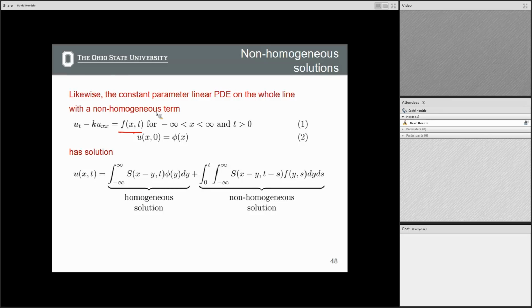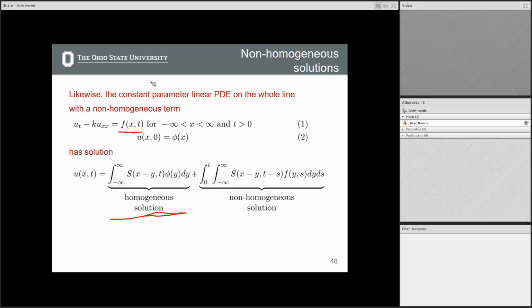Just like with the ODE case, we're going to have a homogeneous solution. This is what we did before. This is what we did already. Right? This is the response of the system to non-zero initial conditions. We're looking at the cases of the two rods with elevated temperatures. So this is exactly what we did in the previous examples.